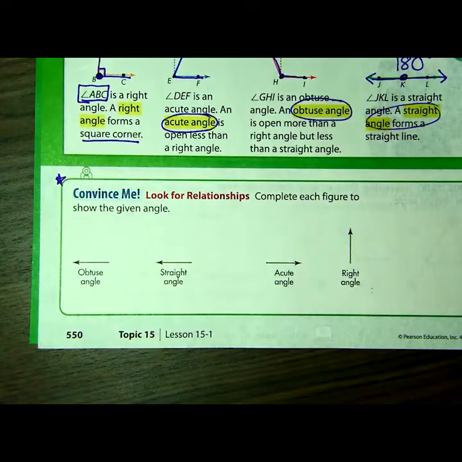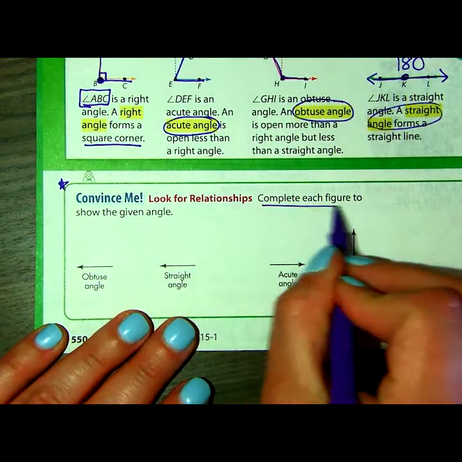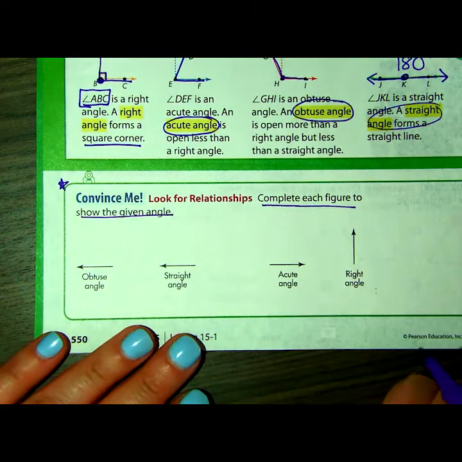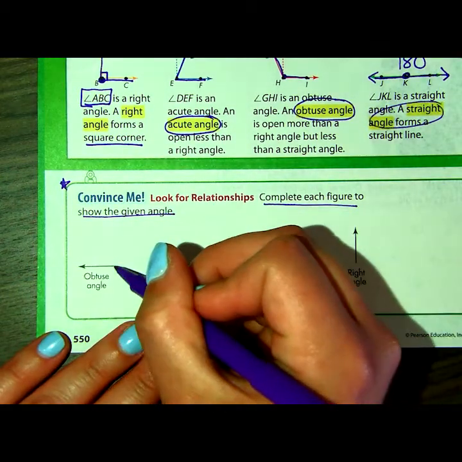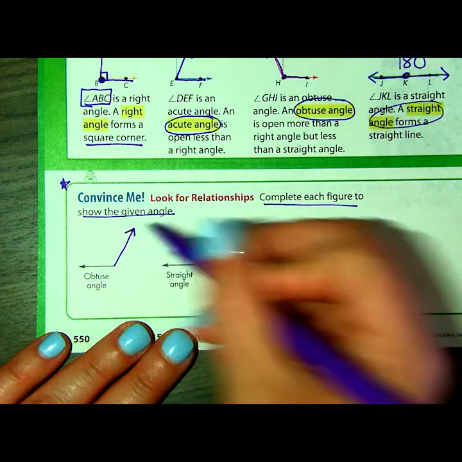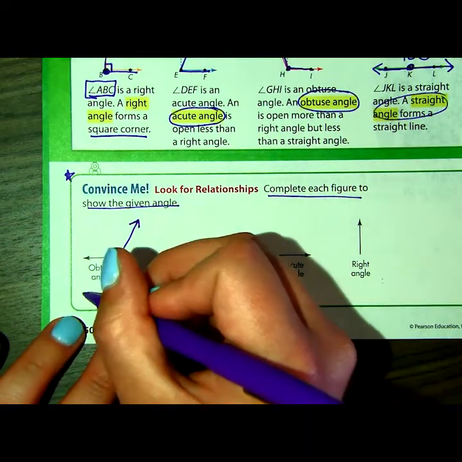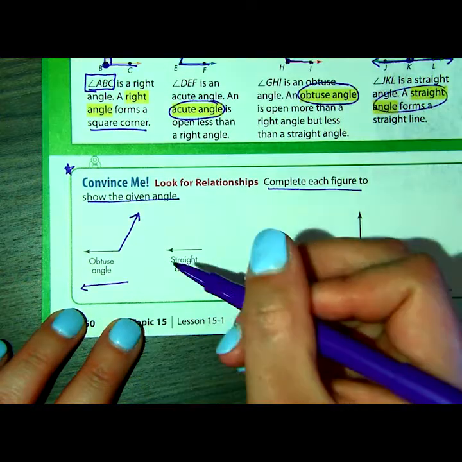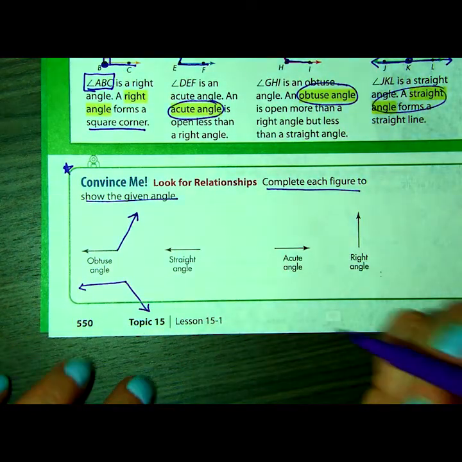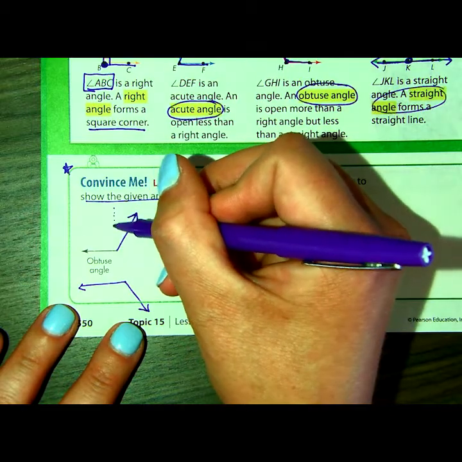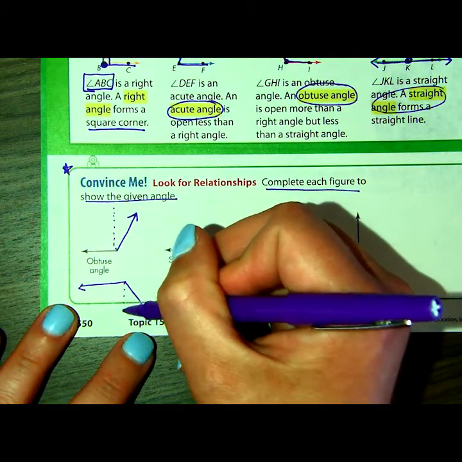Let's take a look down here at the bottom on page 550. We have to complete each figure to show the given angle. So an obtuse angle. You could draw this two ways. Maybe you want to draw it going up this way, but also recognize that an obtuse angle could also be drawn this way, so going down. Both showing that they're open greater than a 90-degree angle.